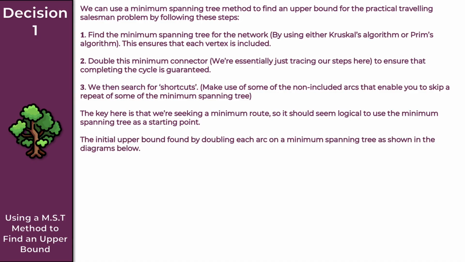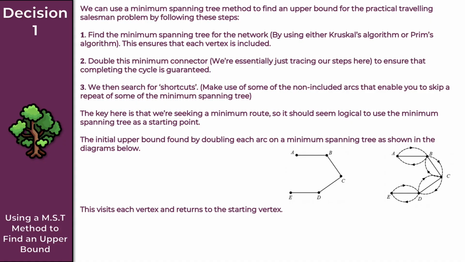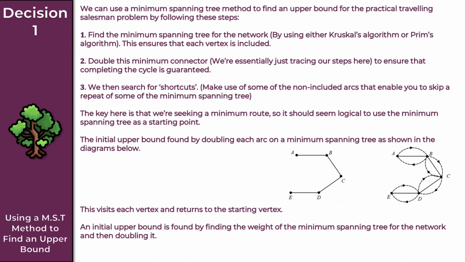Now, the initial upper bound is found by doubling each arc on a minimum spanning tree, as shown in the diagrams below. The first diagram is the MST, the minimum spanning tree. What we then do is double each arc, and this gives us the initial upper bound. This visits each vertex and returns to the starting vertex. An initial upper bound is found by finding the weight of the minimum spanning tree for the network and then doubling it. For example, if this MST had a weight of 50, then the initial upper bound for this network would be 50 times 2, which gives us 100.